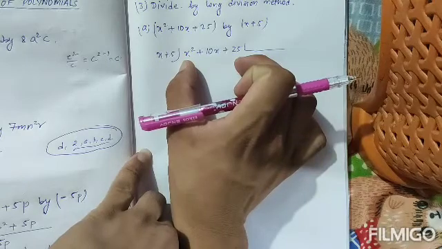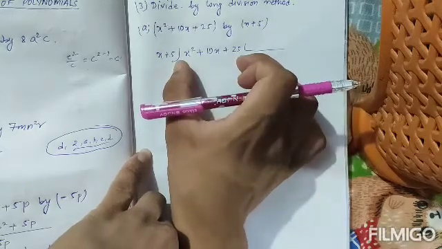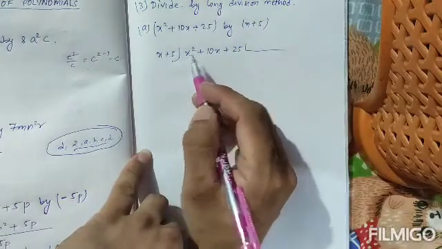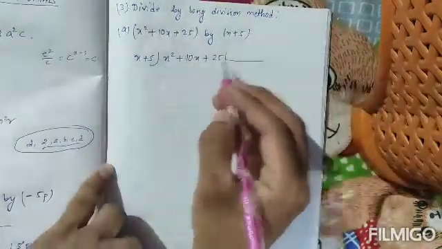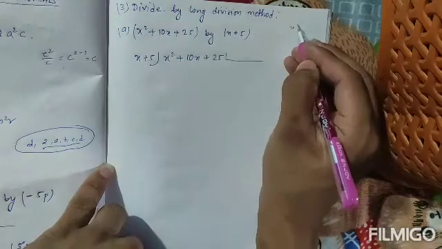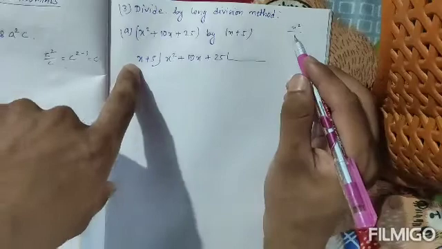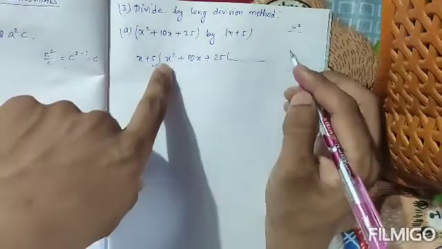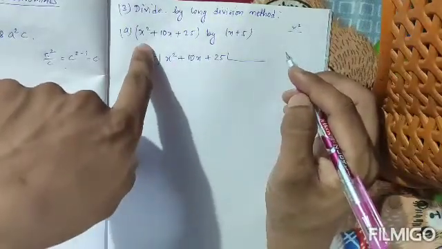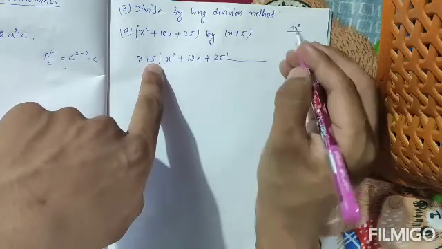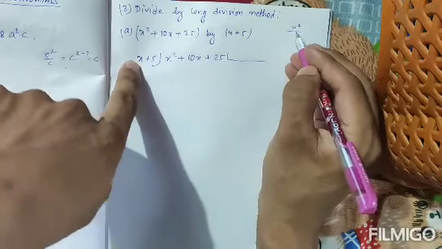So which one is the term with the highest power? What is the highest power of the variable here? X square. Square is the highest power, isn't it? So the term with the highest power is x square. You have to divide this by the term with the highest power in the divisor. So which one is it? Here the power of the variable is 1, and here the power is 0 because it is a constant, isn't it? So you have to divide by this term, that is x.